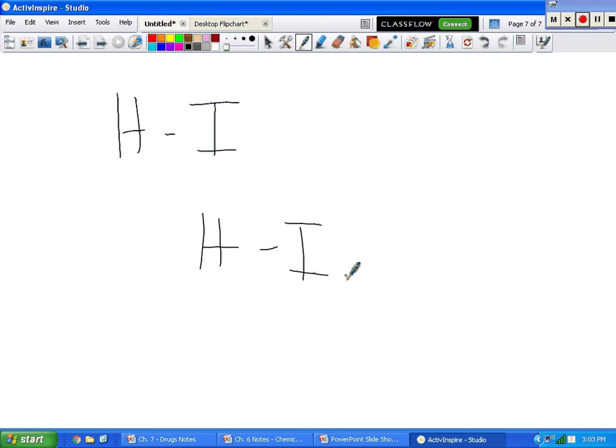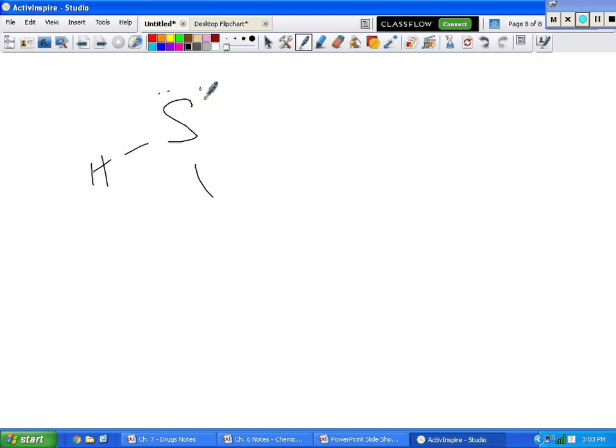One last example. What if you've got S swapped for O? So you got hydrogen, but is it having any fun? So this is no longer hydrogen bonding. It's what? Dipole-dipole. So do you see the differences?